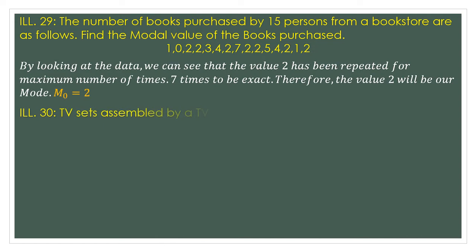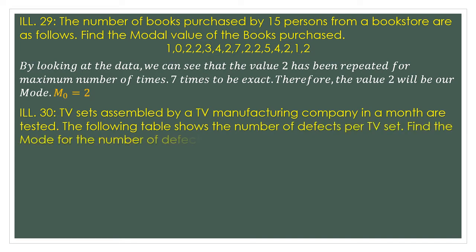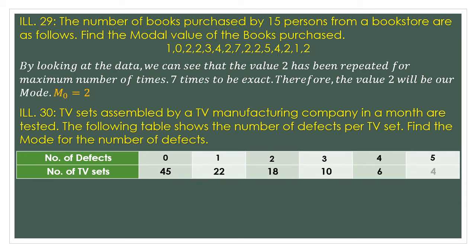Let's move on to next illustration 30. TV sets assembled by a TV manufacturing company in a month are tested. The following table shows the number of defects per TV set. Find the mode for the number of defects. Okay, the table is given here. Number of defects, number of TV sets: 0, 1, 2, 3, 4, 5, and the number of TV sets are 45, 22, 18, 10, 6 and 4. Now just looking at the number of defects, that is the variable x, and number of TV sets, which will be obviously the frequency, we can see that okay, this is a discrete frequency distribution.